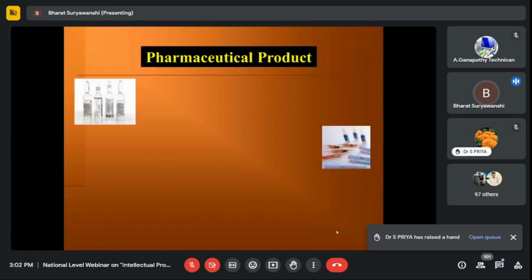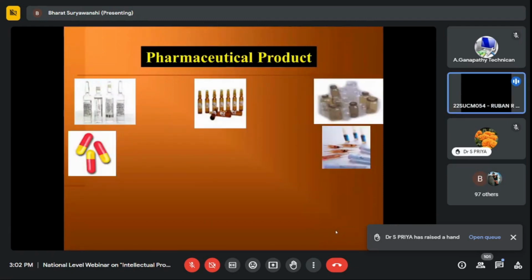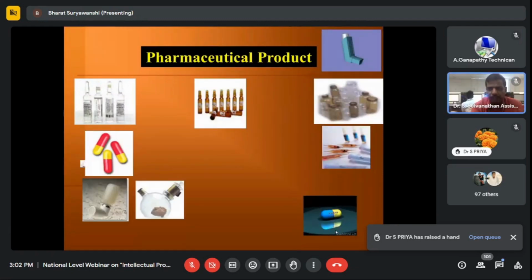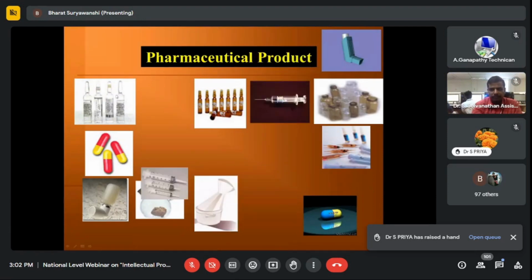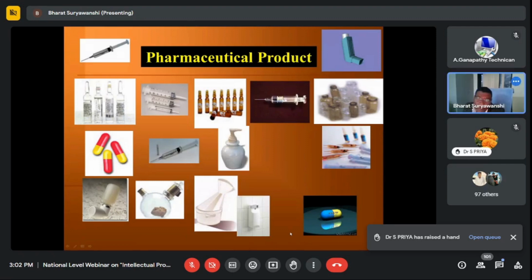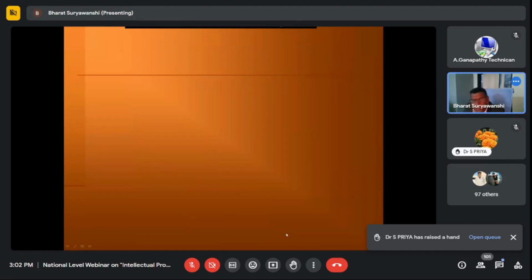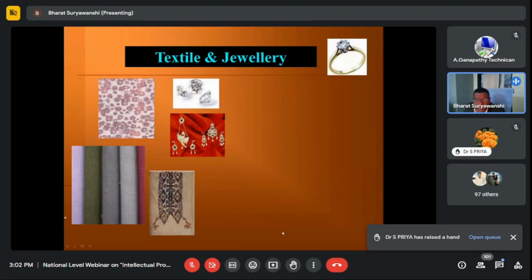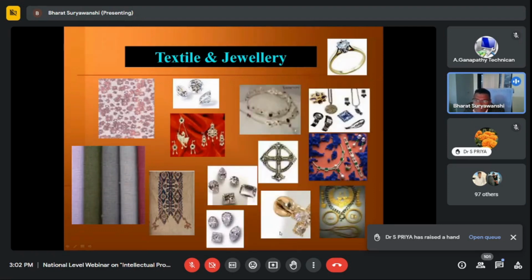Anything you can get. You have seen this slide? Pharmaceutical product. You can see this design, this, even this. All the designs are different. So you also are able to develop any kind of design. You can get it registered. Even in textile, jewelry, all the designs are getting registered in the government of India. Timex watch, Titan, you can check.